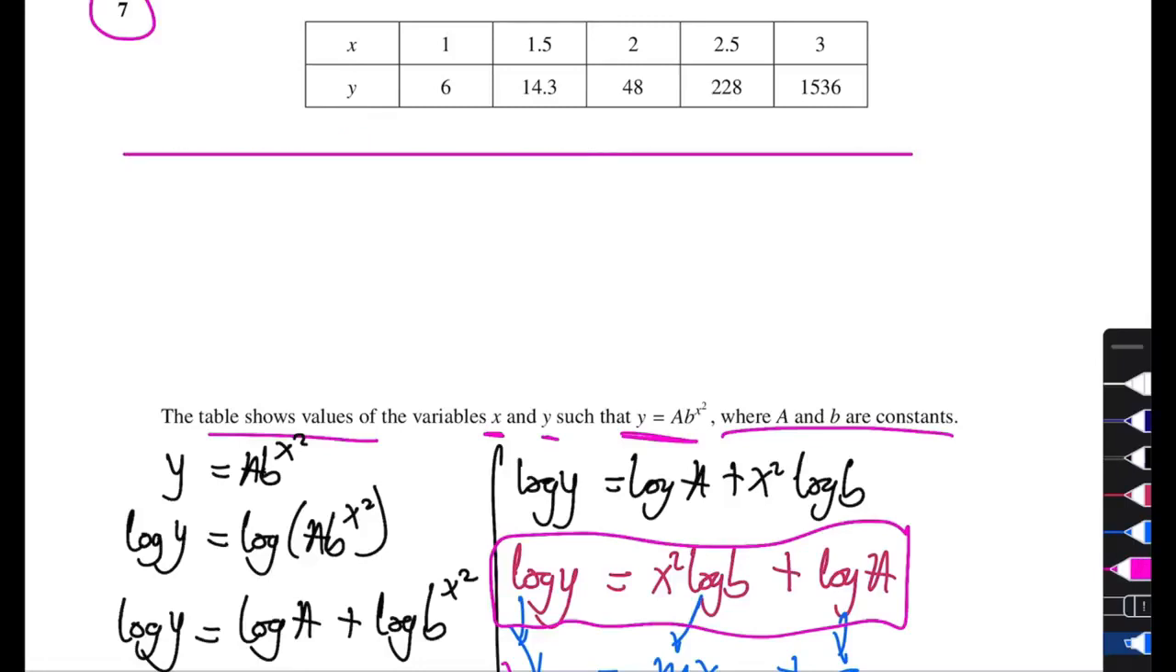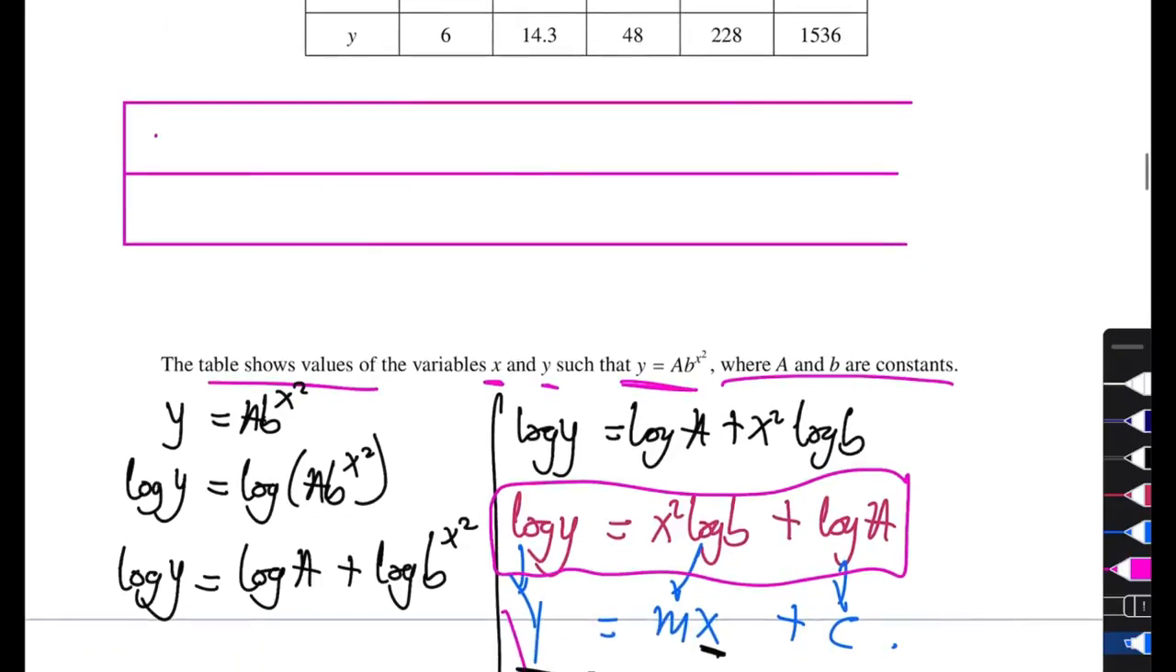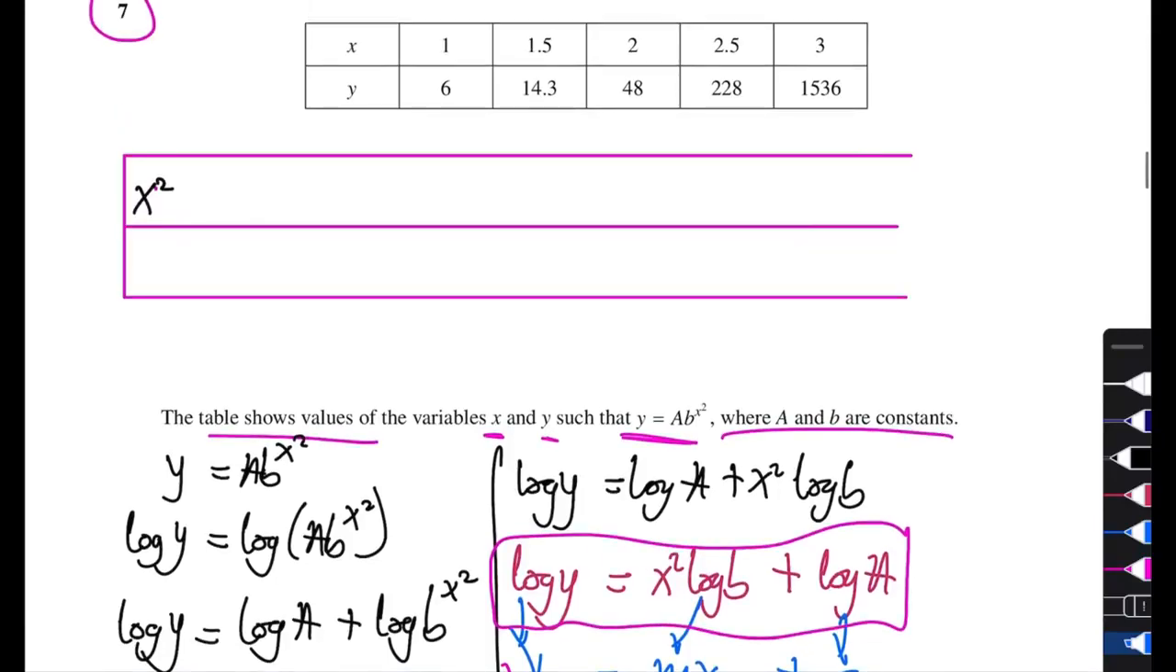So we have this, then we have this guy, then we have this guy. Okay, so let's divide it. Okay, so we have x squared. Let's use black. We have x squared, and then we have log y, right? Log y. Okay.